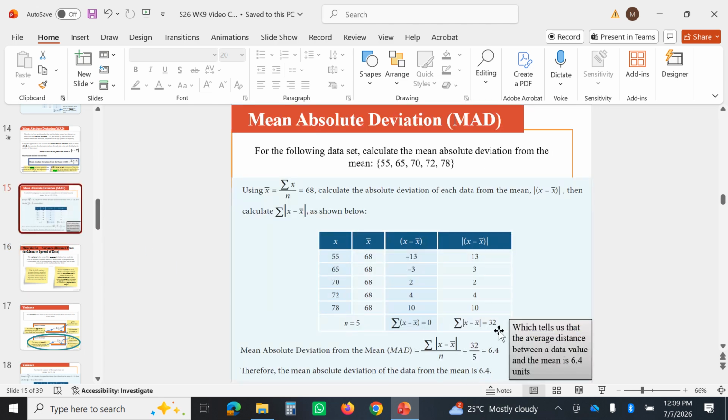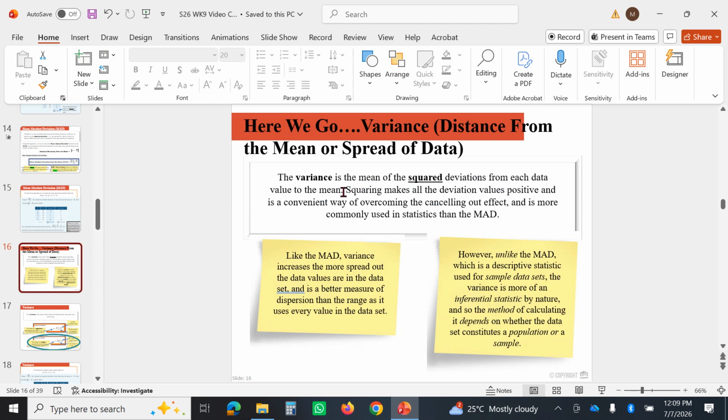So remember this guy here? Okay, we're going to take this information and we're going to transform it into the variance. And then the variance, we're going to transform that into the standard deviation. Because ultimately what we want in statistics, you need that standard deviation. Okay, so just again, the variance is the mean of the squared deviation from each data value to the mean, what we just calculated there.